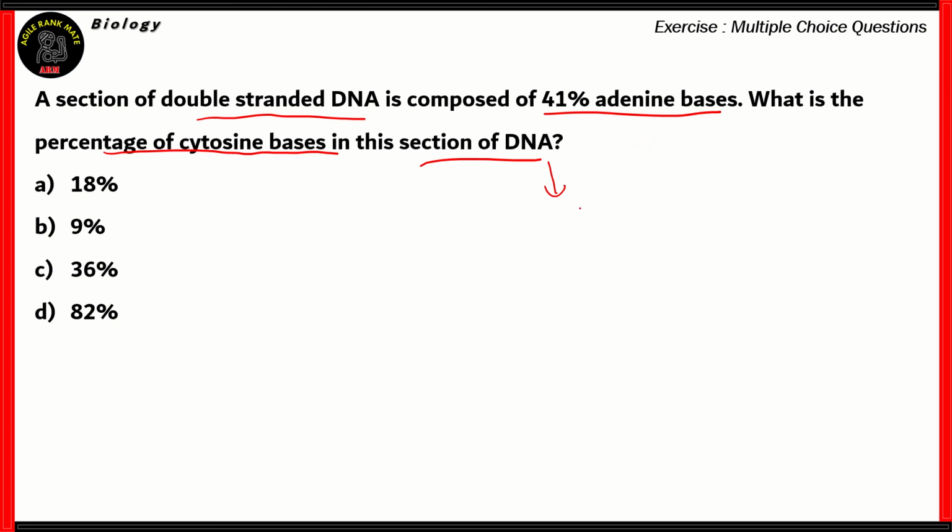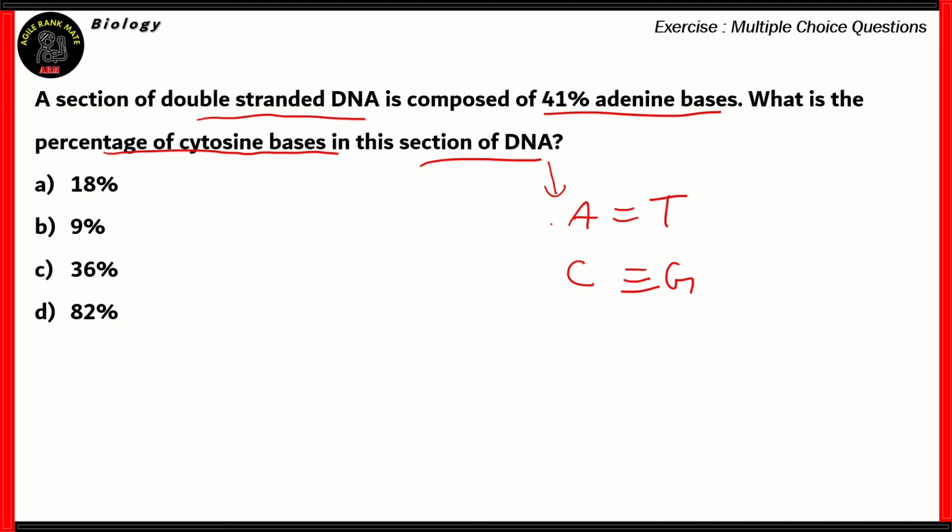Now, these nitrogenous bases are paired up in the following way. Adenine is paired with thymine by 2 bonds. Cytosine is paired with guanine by 3 hydrogen bonds. So these are the 2 base combinations that are present in the DNA.